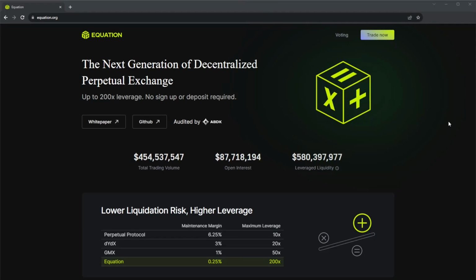Degen decentralized futures trading with Equation. Let's boost your DeFi profits.